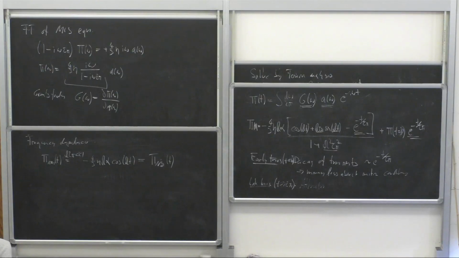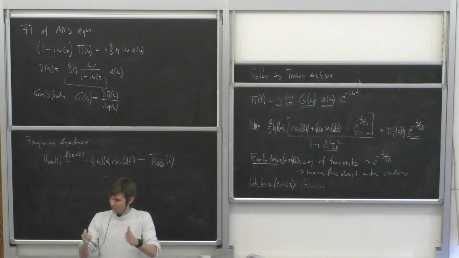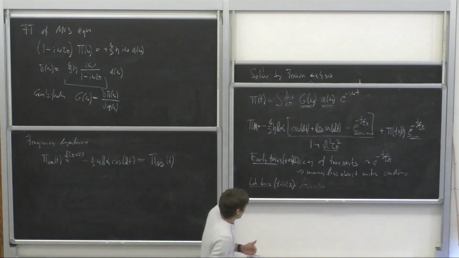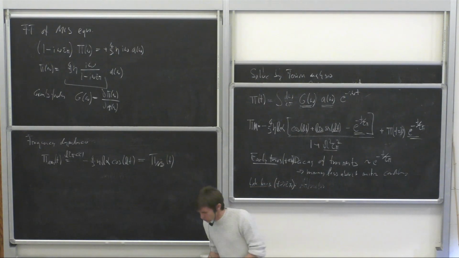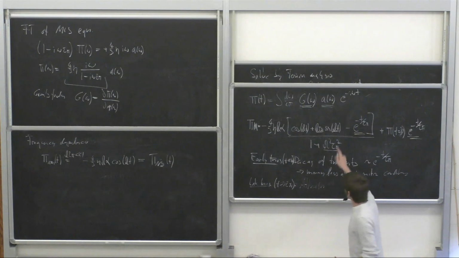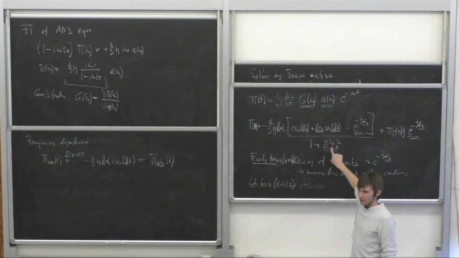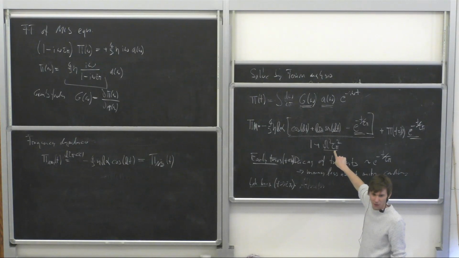Exactly. That's what you expect: the system can no longer react when you perturb it very, very quickly. And indeed, this is what this solution features. If you make this large, first of all, the sine takes over compared to the cosine, but then the amplitude of the perturbation also goes down, because you're suppressed by this.